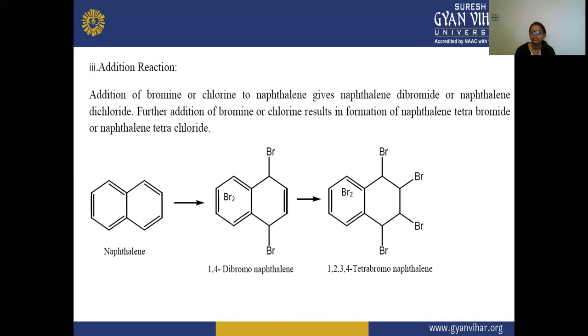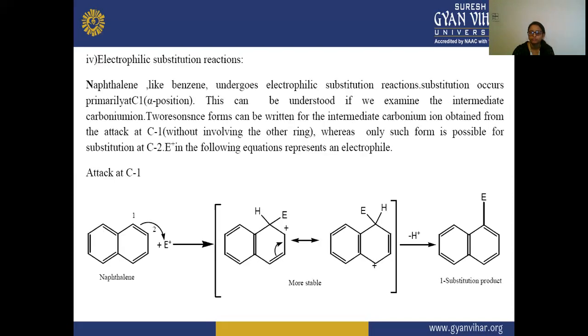Next, addition reaction. There is an addition of bromine or chlorine to naphthalene, and it gives naphthalene dibromide or naphthalene dichloride. If it is reacting with bromine, then it will give naphthalene dibromide, and if it is reacting with chlorine, then it will give the dichloride. Further addition of bromine or chlorine results in the formation of naphthalene tetrabromide or tetrachloride. Naphthalene when treated with bromine forms 1,4-dibromonaphthalene, and if it is again treated with bromine, there is a formation of 1,2,3,4-tetrabromonaphthalene.